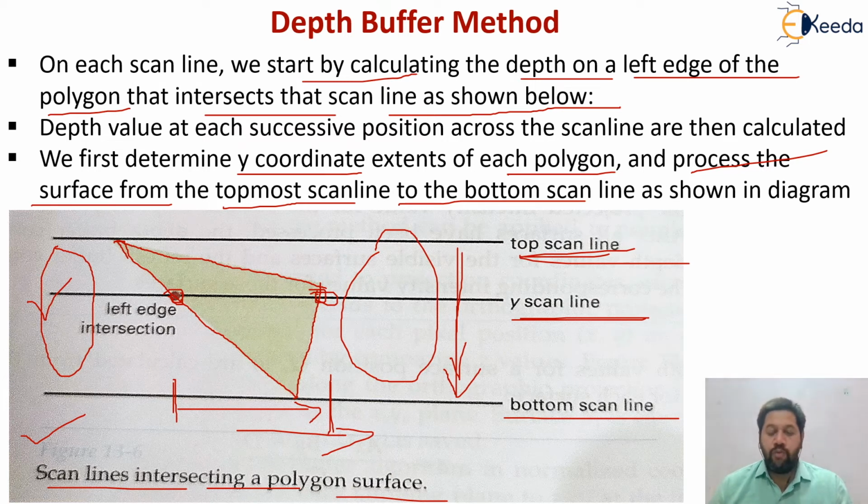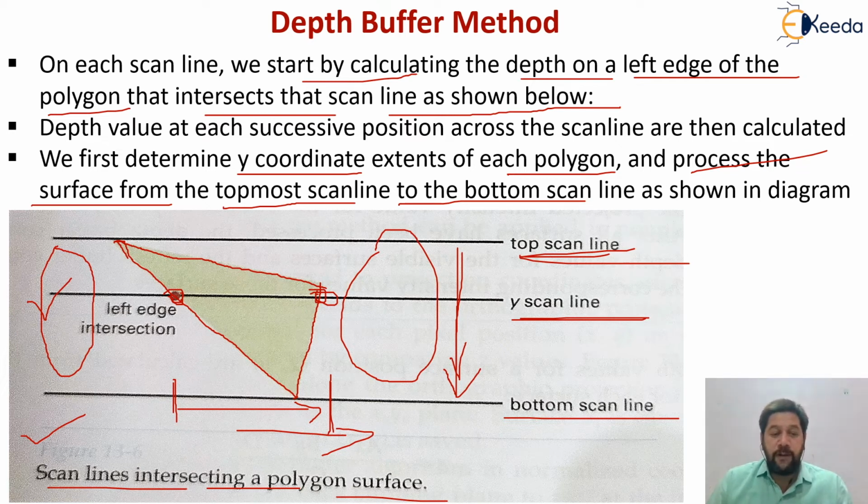I hope all of you are very clear that the depth buffer is processing every polygon or every surface separately. Second, it is going to process each and every pixel, and how is it pixel by pixel? It is considered scan line by scan line. So it will start with the top scan line and then reach the bottom scan line. Start with the top scan line and reach up to the bottom scan line.